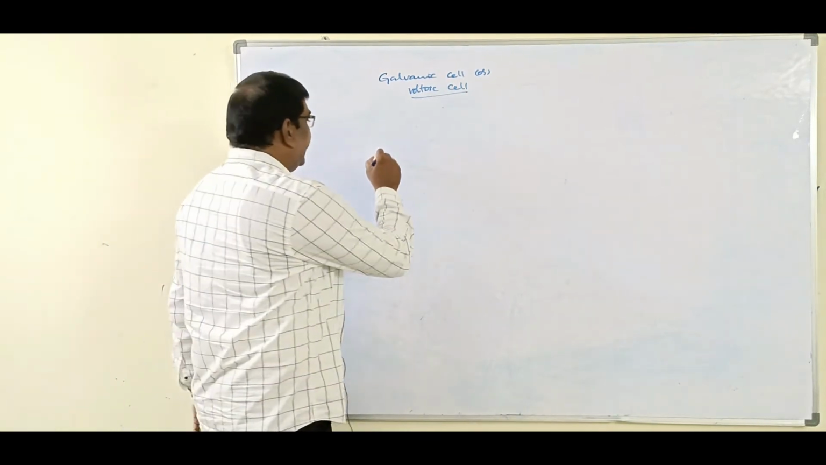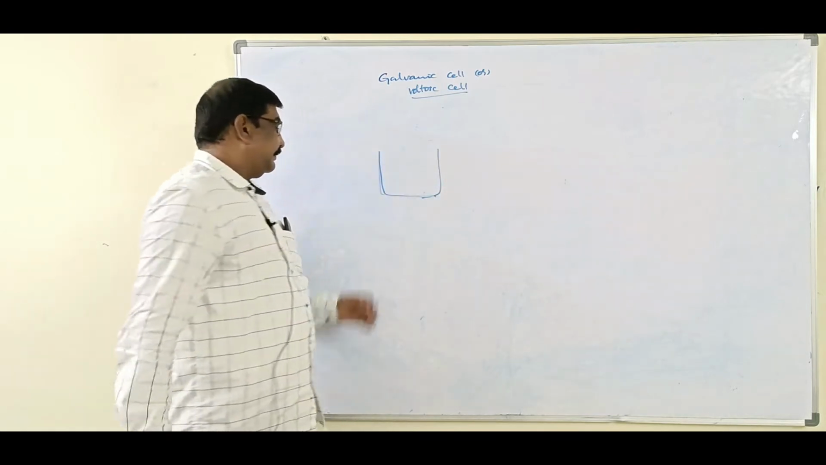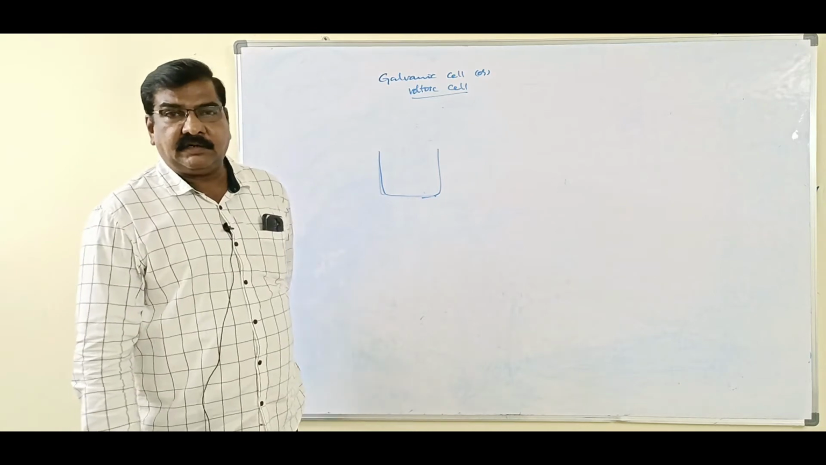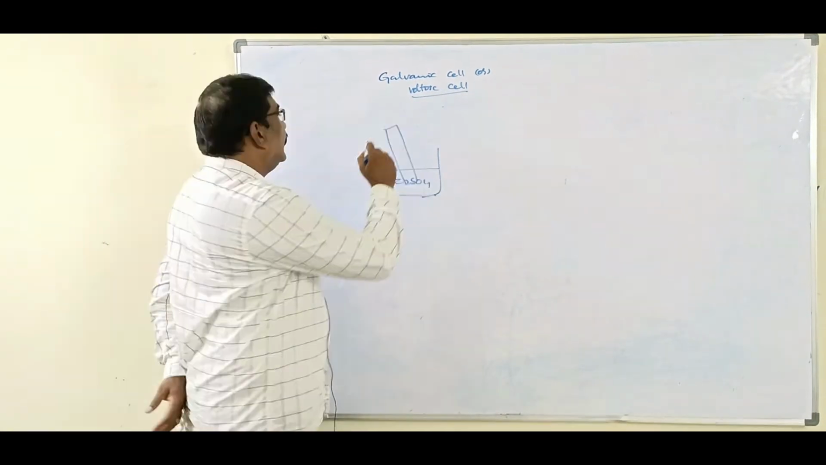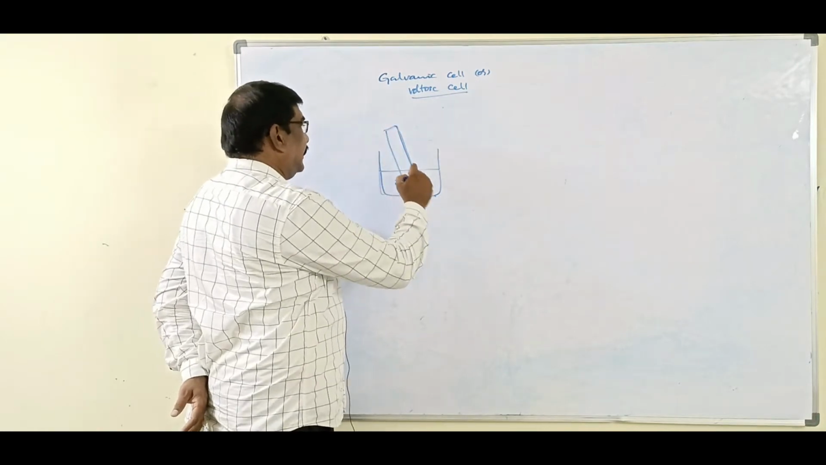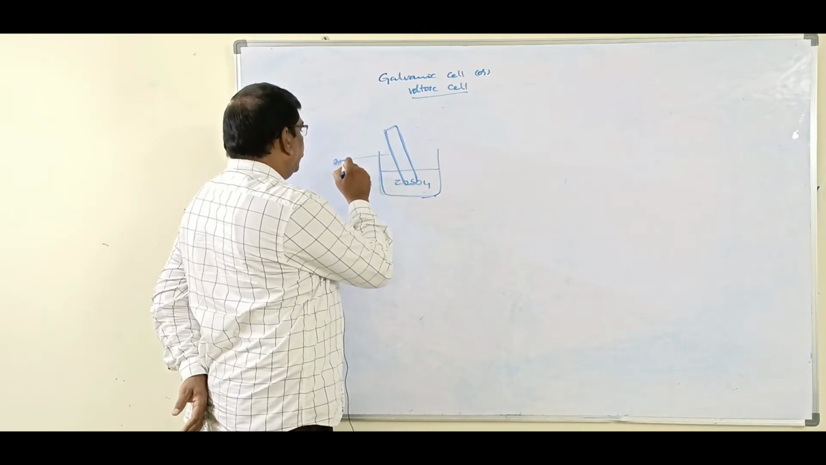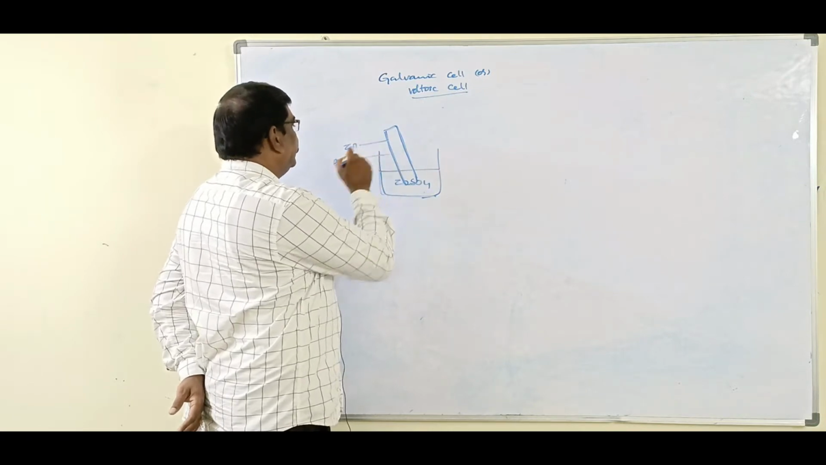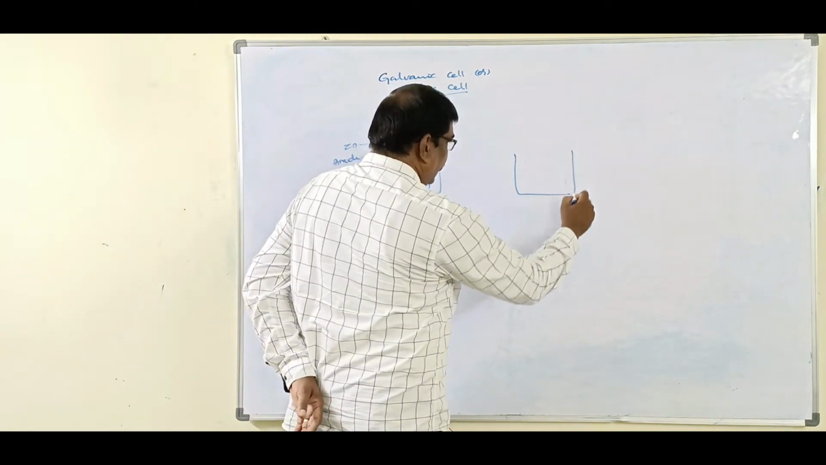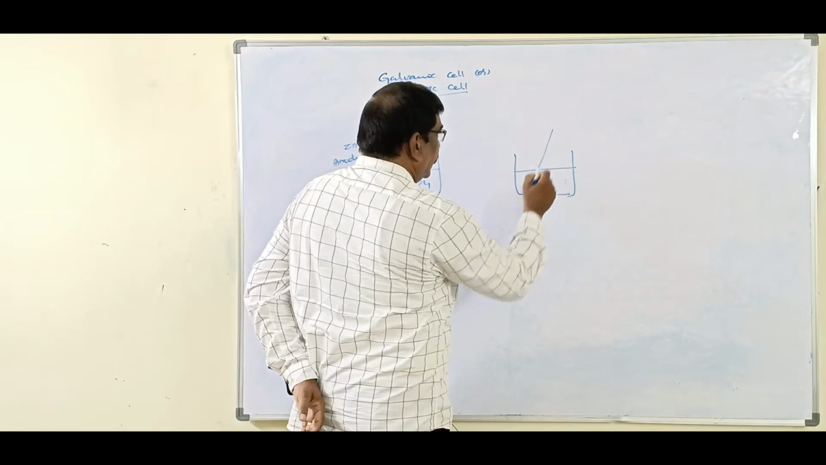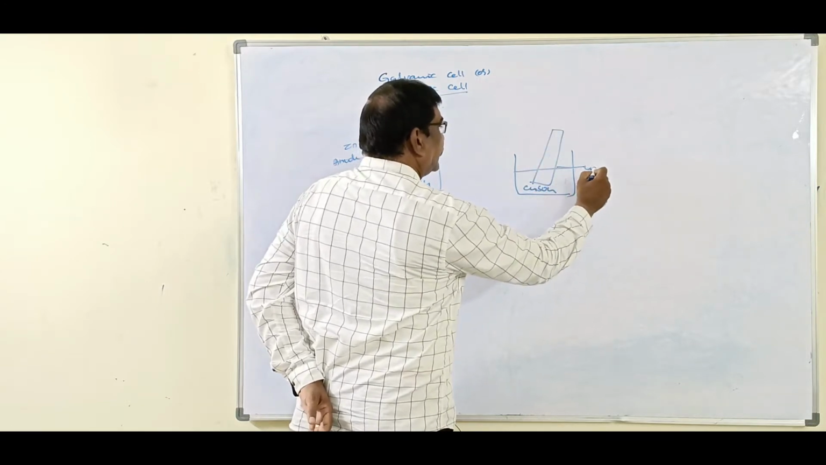So the galvanic cell consists of two electrodes. A zinc plate or zinc rod placed in zinc sulfate solution acts as the anode. This is the zinc. And a copper plate or copper rod in copper sulfate solution acts as the cathode.